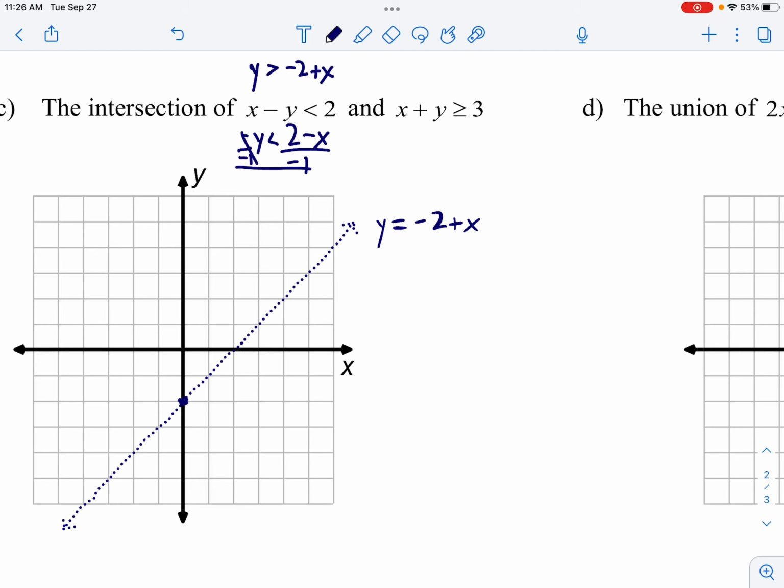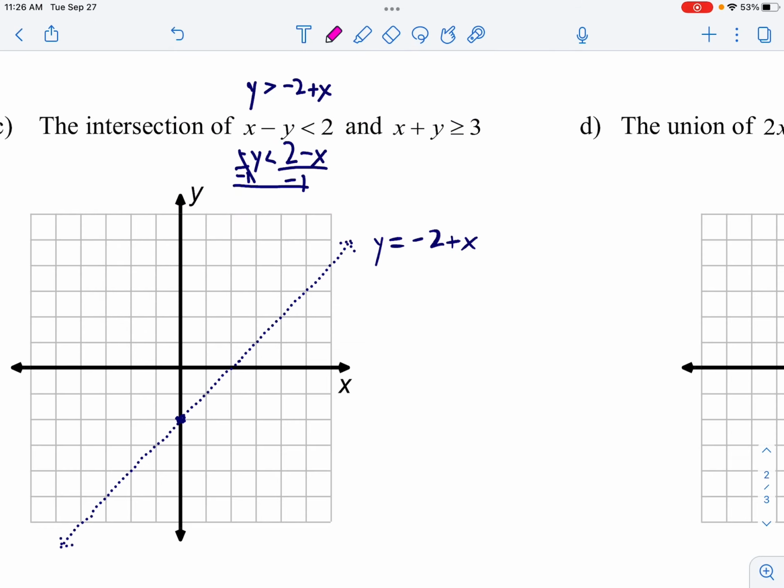Let's do the second one here. I'm going to use pink for this. All right, let's get y by itself. So just subtract x from both sides. We get y is greater than or equal to 3 minus x, okay? So for this one, I'm going to graph it just as if it's the line y equals 3 minus x. Since I have a greater than or equal to symbol, I'm going to use a solid pink line. So the y-intercept is positive 3. Slope is negative 1. Good. All right, so I got my lines graphed.